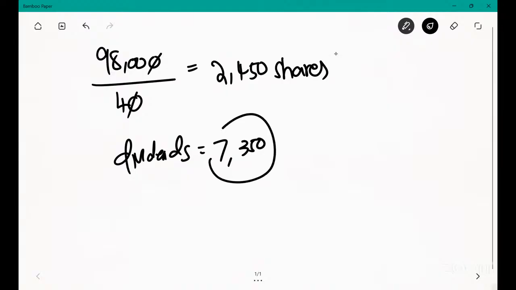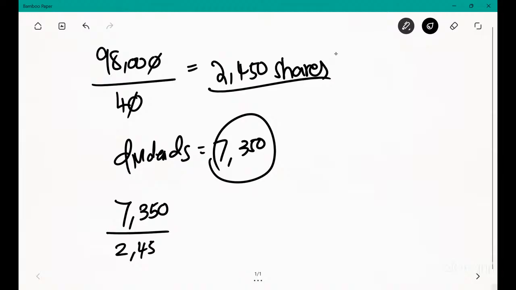So this is the amount he received, that is 7,350. To get the dividend amount, we have to divide it by the number of shares that he had, which was 2,450. So here you can simplify the zeros and you will get 3 as your answer. So rupees 3. So the dividend amount that he gets is rupees 3.